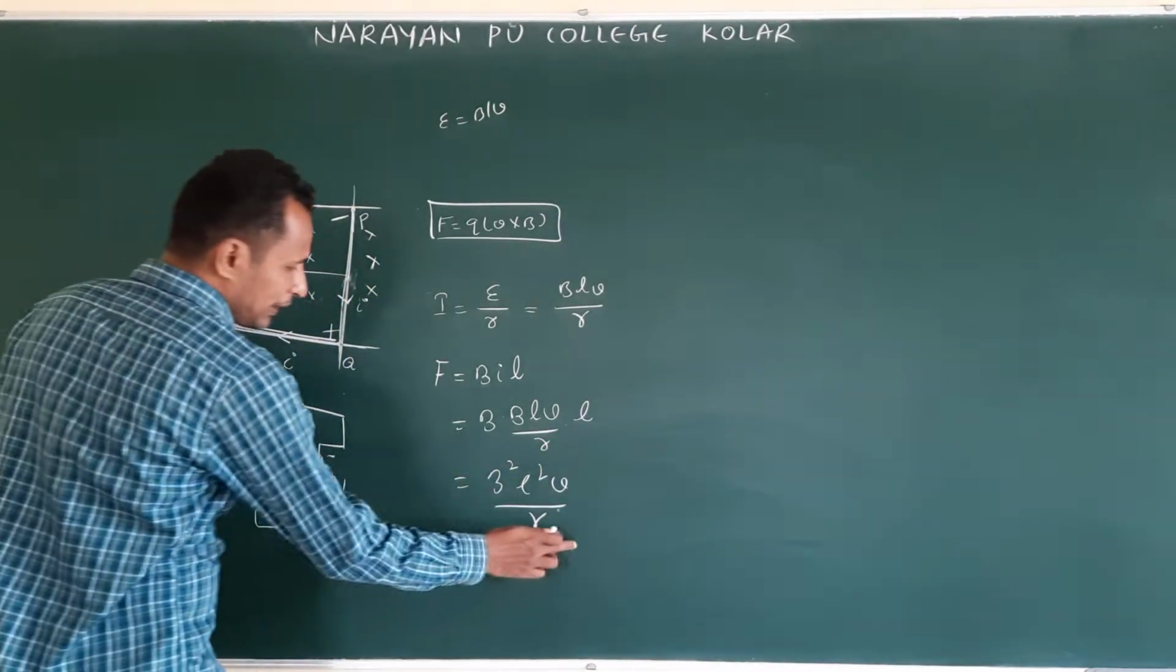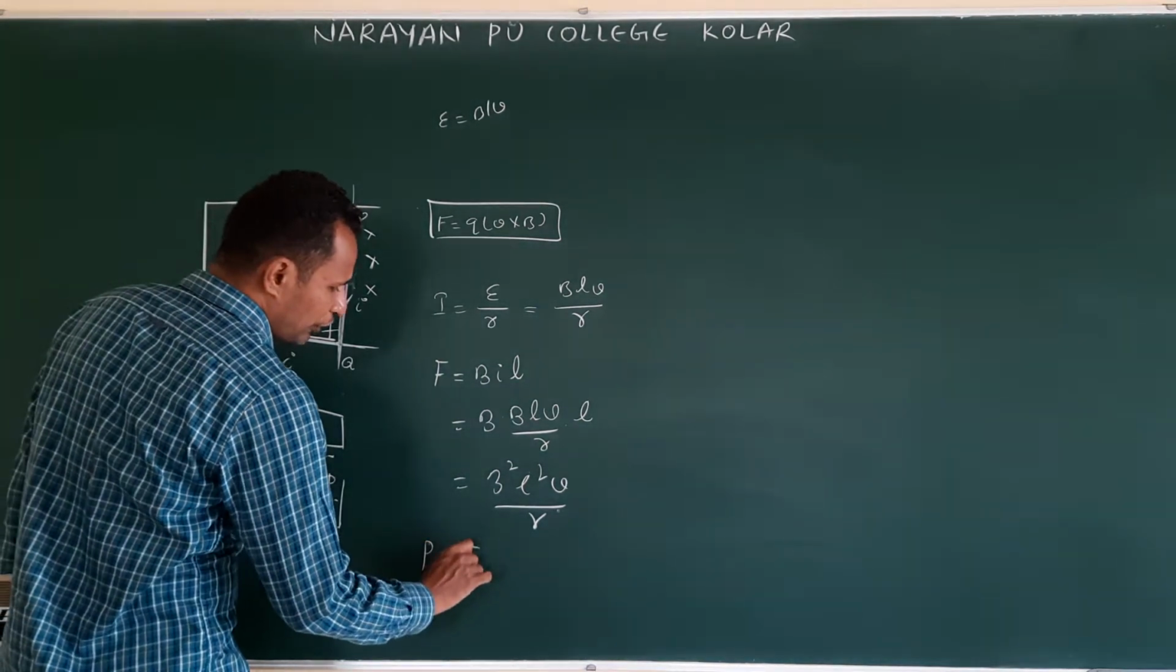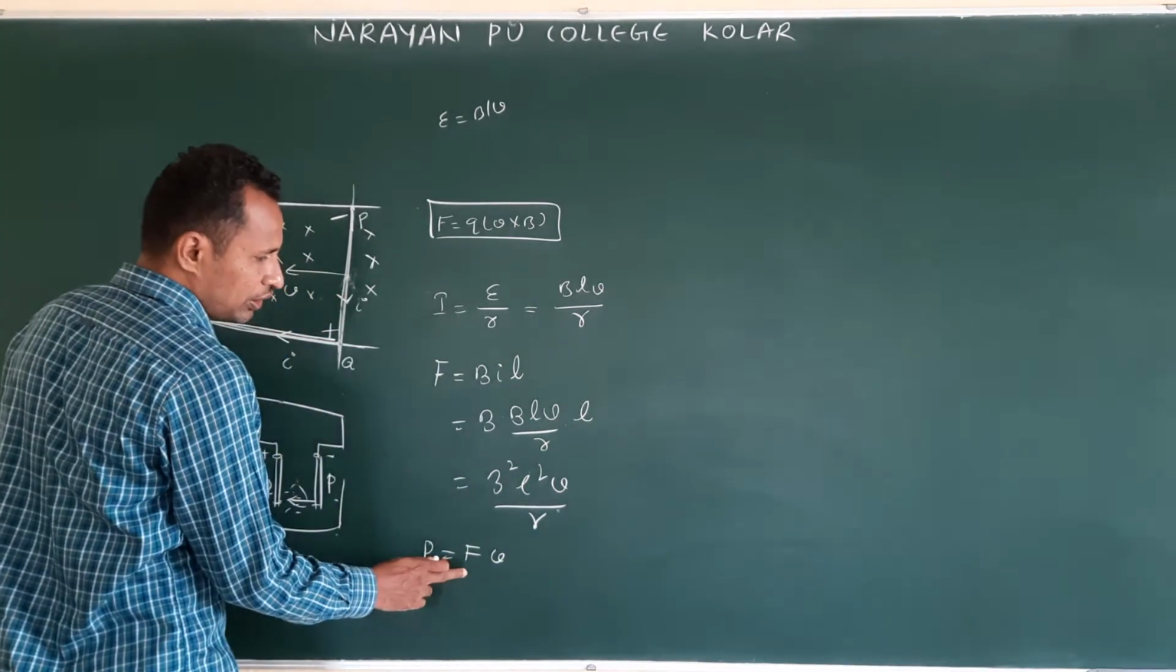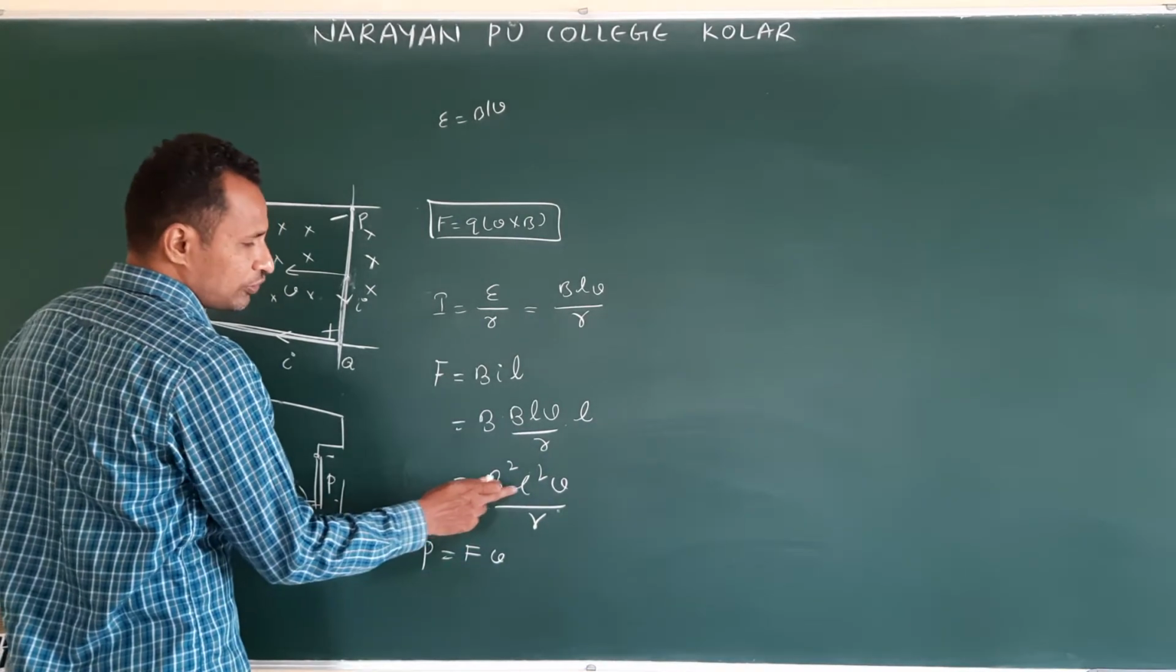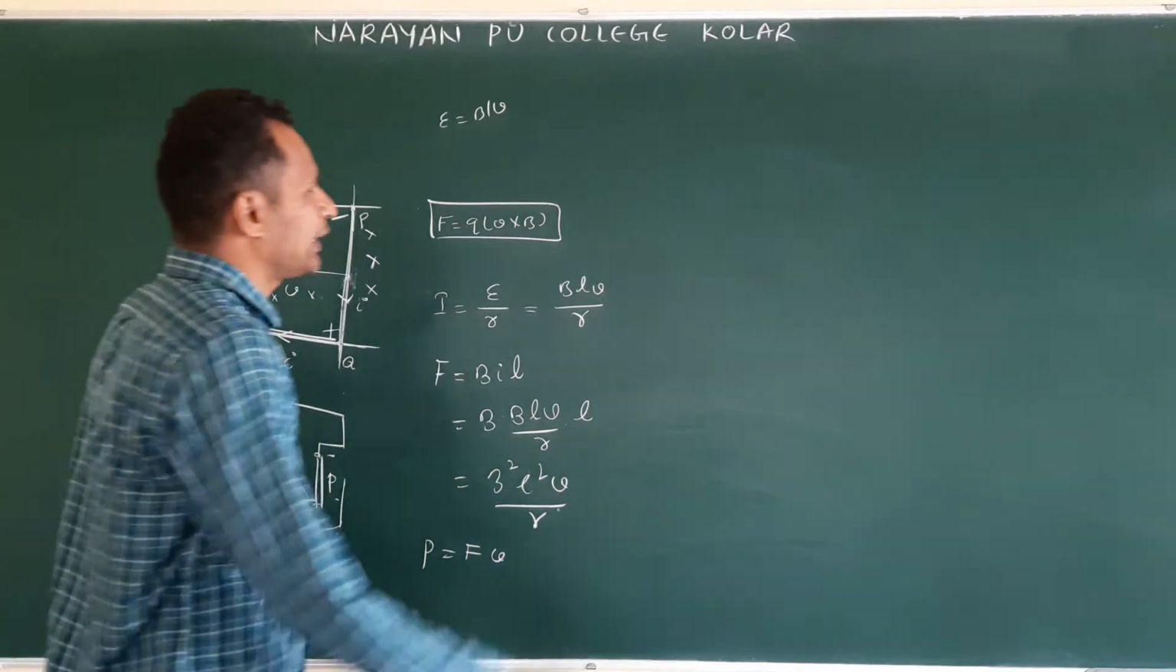This I explained yesterday, and also I explained power. P is equal to F into v. Already we got F. Substitute F here, we will get B square L square v square by R. I did not say the direction. Then how do we decide the direction?